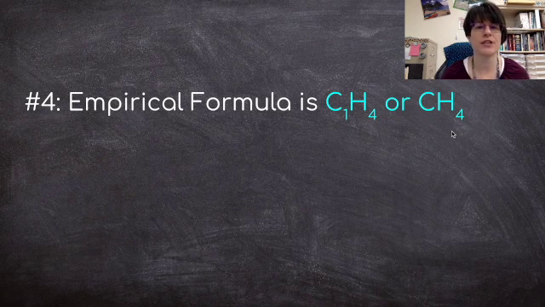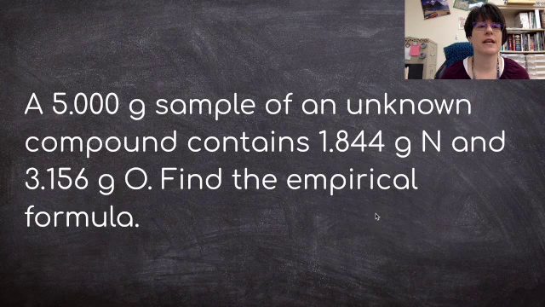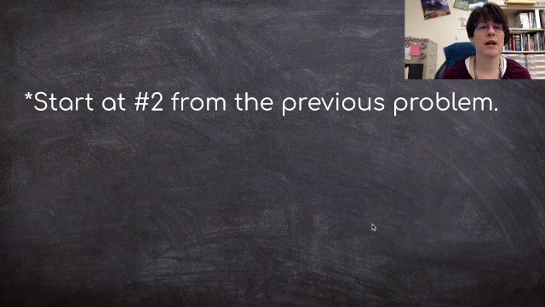Now there are variations on this problem, so let's take a look at a variation. We want to go from the mass composition to the empirical formula. An example of this type of problem is a 5-gram sample of an unknown compound contains 1.844 grams of nitrogen and 3.156 grams of oxygen. Find the empirical formula. For this problem, we actually start at step number 2 from the previous problem. So this is a little simpler.